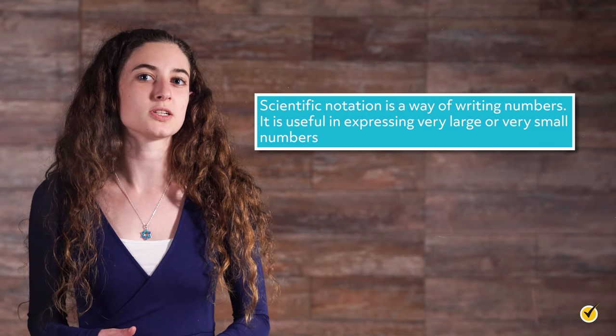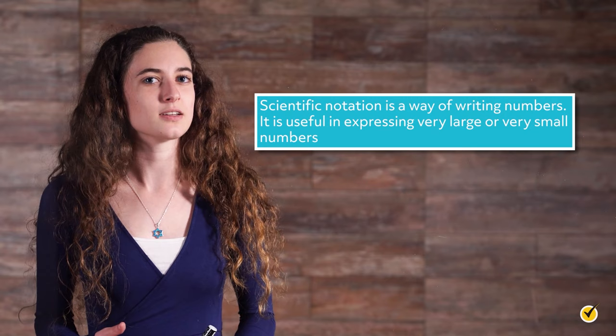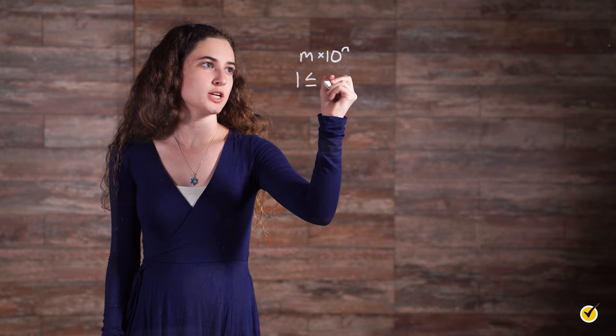Scientific notation is simply a way of writing numbers. It is especially useful in expressing very large or very small numbers, because it is shorter and more efficient, and it shows magnitude very easily. Every real number can be written as a product of two parts, a decimal part times an integer power of 10: m times 10 to the n, where 1 is less than or equal to m, which is less than 10, and n is an integer.